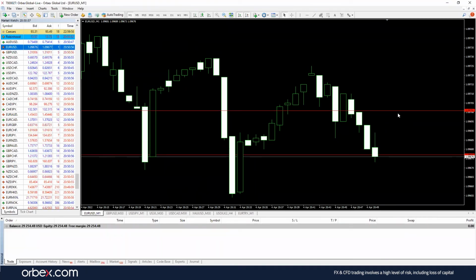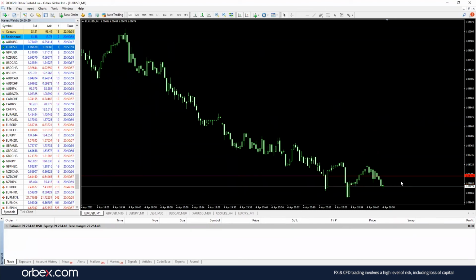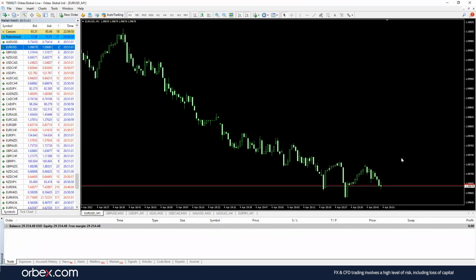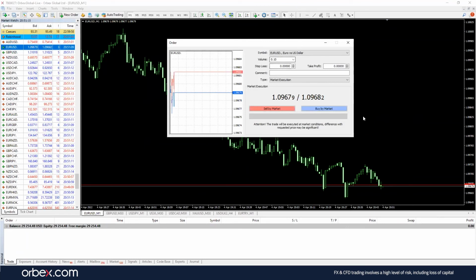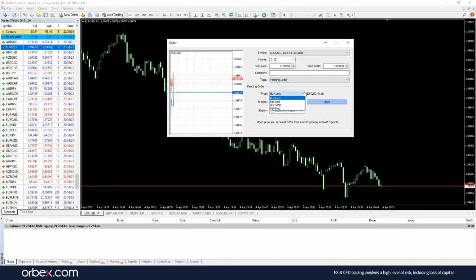MT4 platform, and I will just zoom out slightly. Let's say I can't actually be on my MT4 platform or on my application device with the MT4 platform on it, and I want to put in a pending order because I believe the market will reach a certain amount. So I open the order box, go to pending order, and then we've got four options here: limits and stops. Now the difference between limits and stops is as follows.